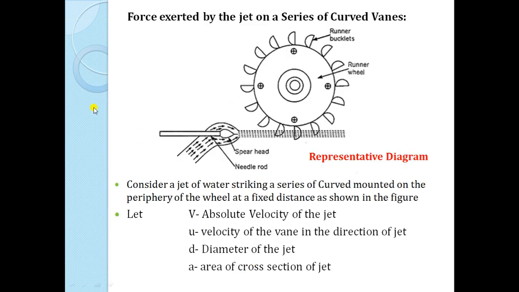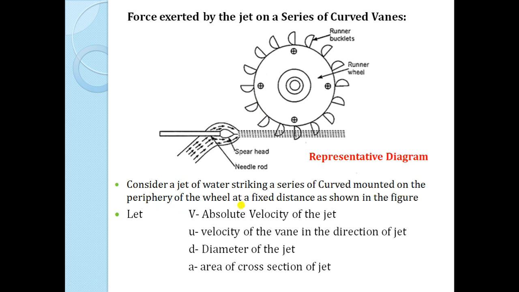Now, coming to the force exerted by the jet on a series of curved vanes. This is a representative diagram. Here you can see on the periphery of the wheel there are a number of curved vanes fixed at a certain constant distance. So let us consider a jet of water striking a series of curved vanes mounted on the periphery of the wheel at a fixed distance.